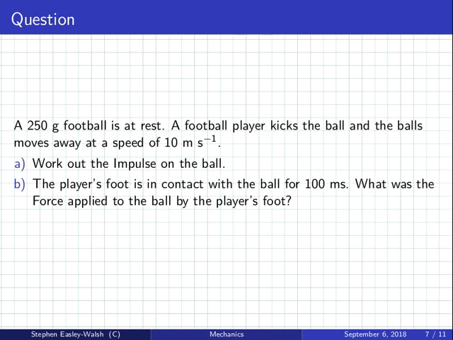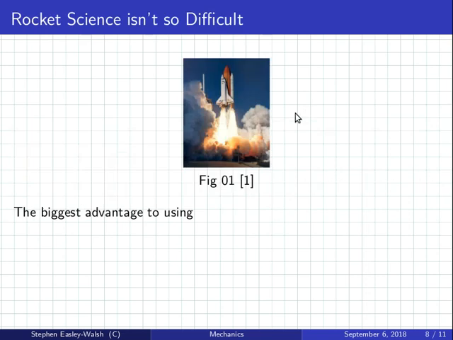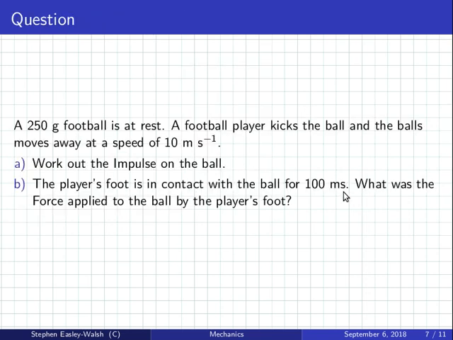You got 25? No. What did you get? 0.25. For the force or for the impulse? Force. How did you get that? What did you type in? 2.5 over 100. It's 100 milliseconds, so that's 0.1. Okay. Yeah. Okay, continue.